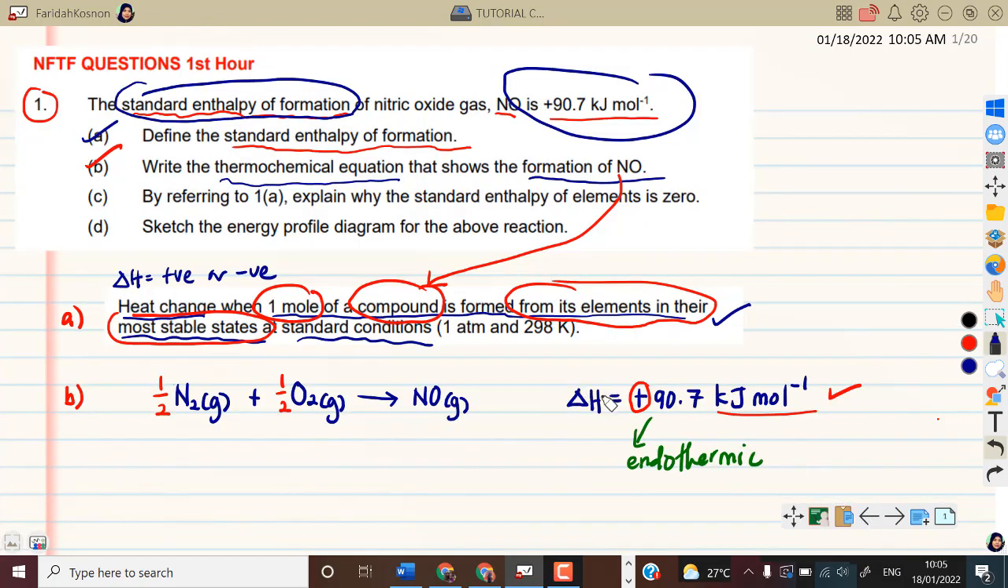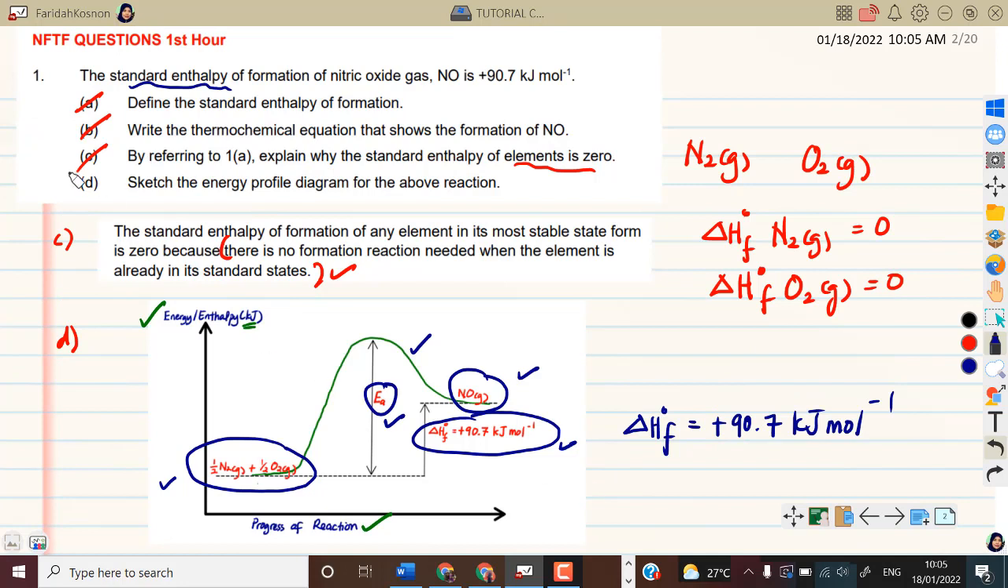Okay, saya terlupa kat sini tadi, dalam soalan B, you kena letak delta H node F. Kenapa ada node ni? Sebab standard enthalpy of formation ada perkataan standard. Okay, sorry tadi saya terlupa nak letak. Okay, so kita dah settle untuk kesemua soalan face-to-face number one. Alright, so settle. So now let's continue with question two.